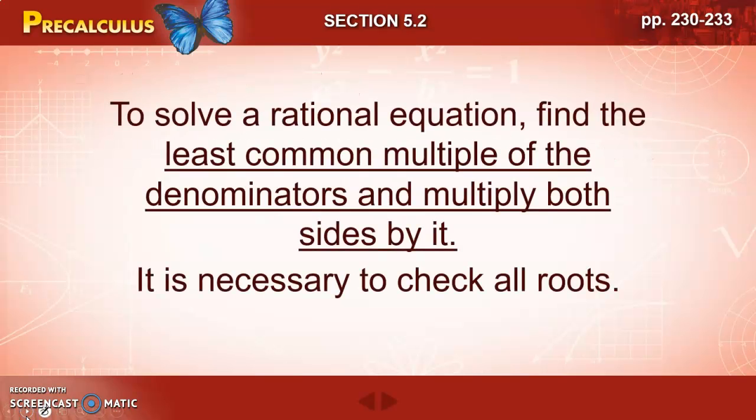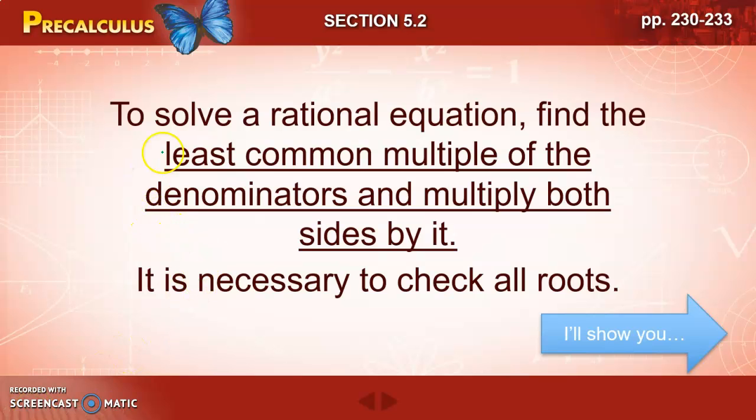When we are solving rational equations, we're going to find the least common multiple of the denominators and multiply both sides by it. It is necessary to check all roots because we have the possibility that we could introduce extraneous roots through multiplication, through squaring terms and taking roots.